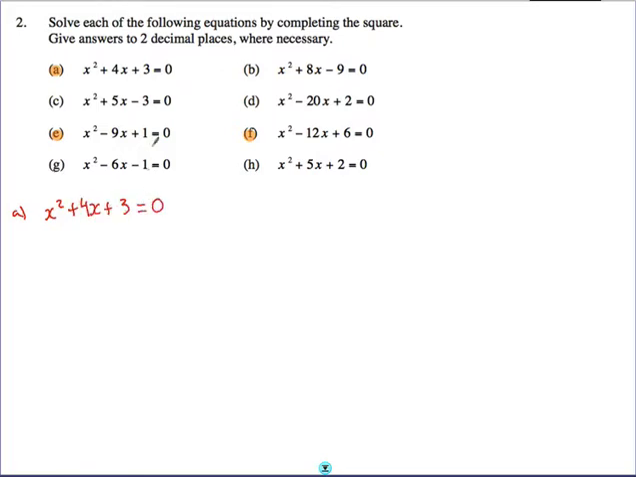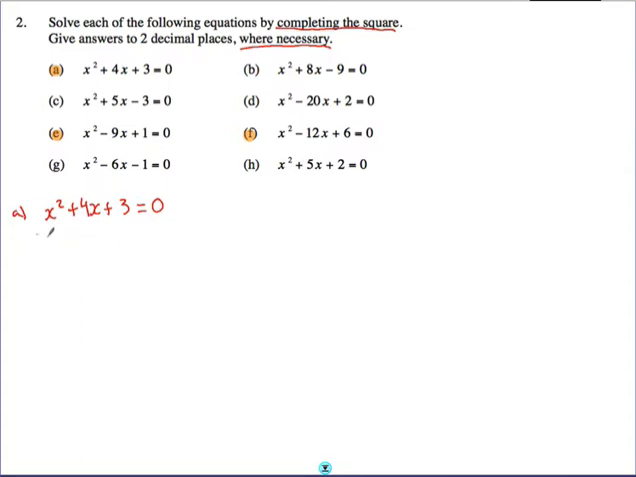Let's read what the question is asking us to do. Solve each of the following equations by completing the square. Give your answer to 2 decimal places where necessary. So sometimes it's necessary, sometimes it's not. And when it is necessary, that's when we need to use a calculator.